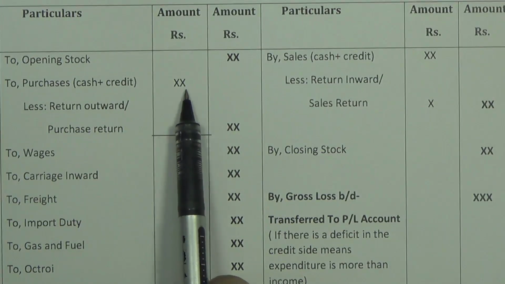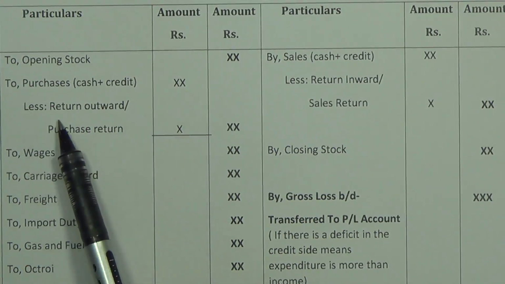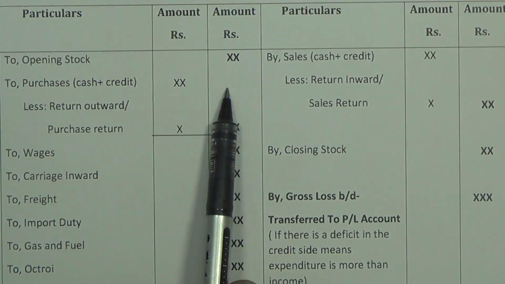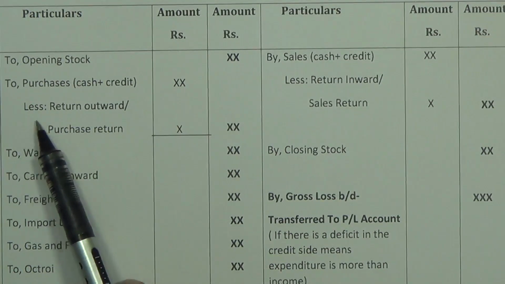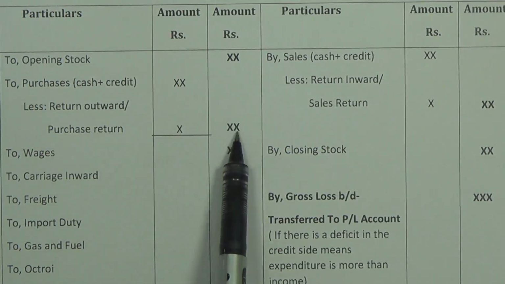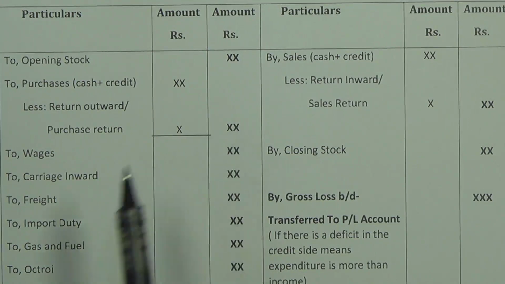Why I have written this purchase amount in the first column of amount is because there is an additional entry of return relating to purchase. If there is no entry relating to return, you can write straight away over here the purchases amount. So you will less return outward, which is also known as purchase return, and your final amount of purchases will be here. Sometimes in your question paper, it is already stated purchase less return, meaning the amount which is specified for purchase has already had the return subtracted.